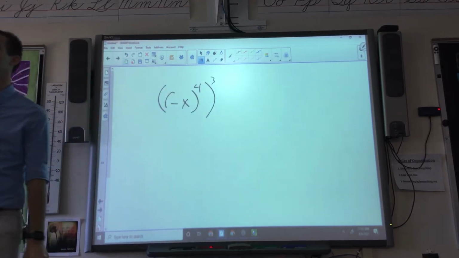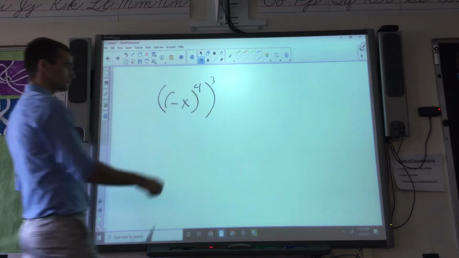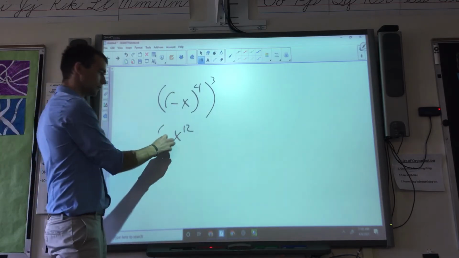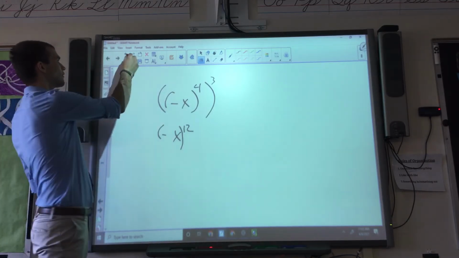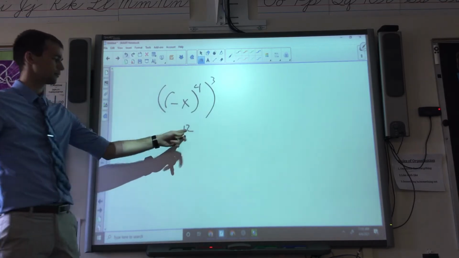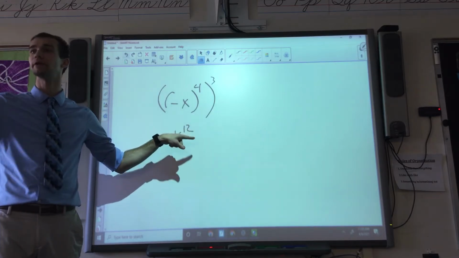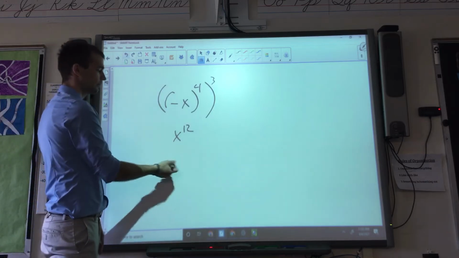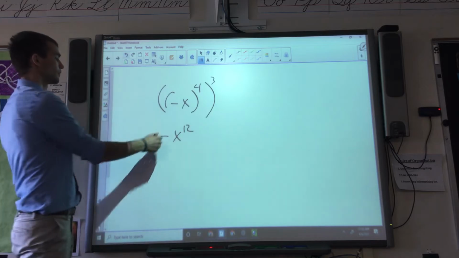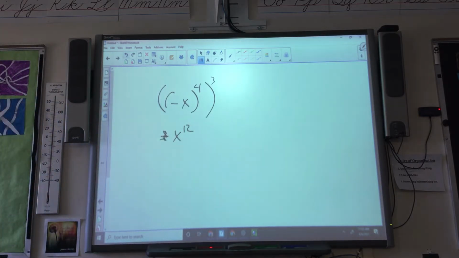Hey, what about this? It's x to the 12. Negative x to the 12? No, because it's a positive number. So it would be this, but you're right, because it's an even number. If it's an even number, you get rid of it. If this was like 13, then you would stick that on there and then you'd be done. But you don't need to, it's a positive, so you can just get rid of it.